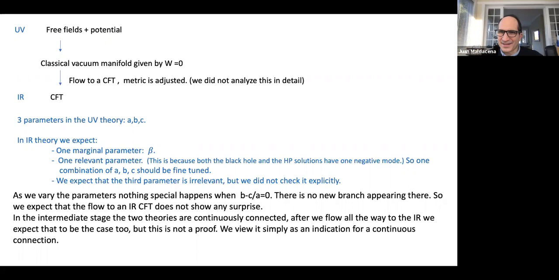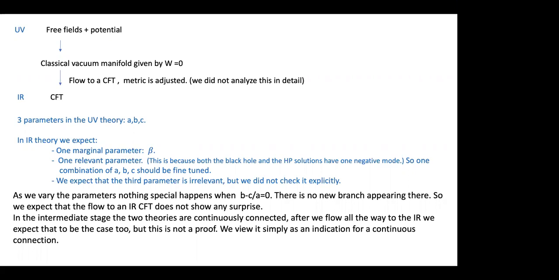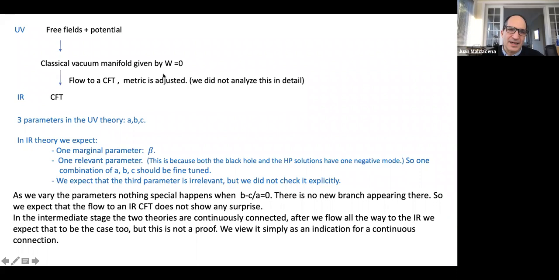Why do you need it to flow to the infrared? I didn't get that. Yeah, so we need it to flow to the infrared because at the level of just going to the surface where W is equal to zero, that four-dimensional manifold does not define a conformal field theory.